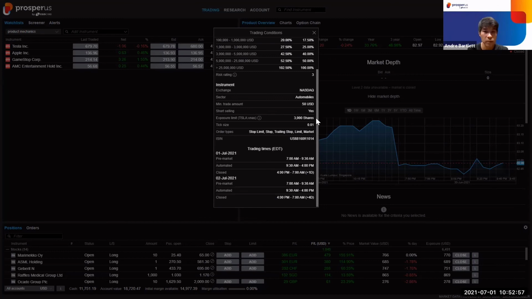Exposure limit is how much shares you can actually have. So this can actually be changed on a case-by-case basis because we don't want that to be concentration risk as well. Okay, you can see over here that there's ISIN available, and at the bottom here, the trading times for the market. So do note pre-market here is before market open. You can place a pre-market order under algo trading order types.